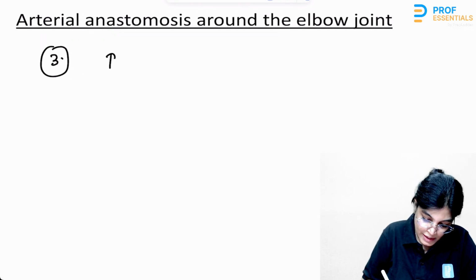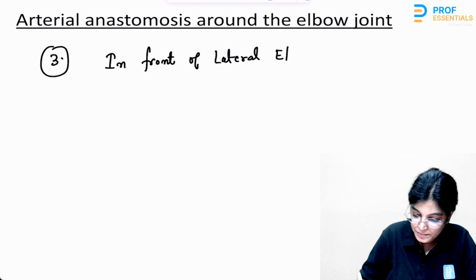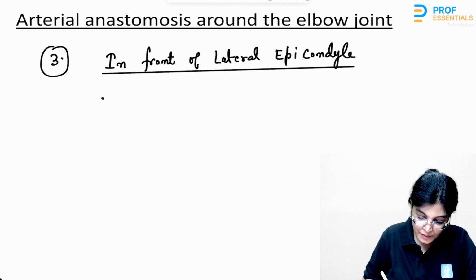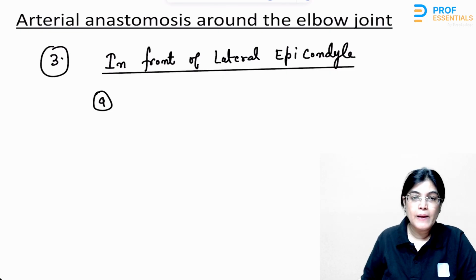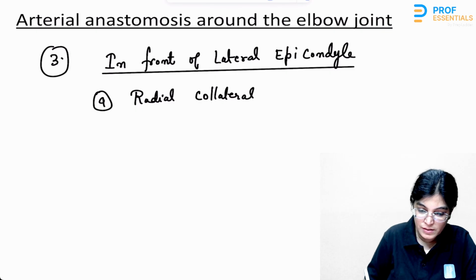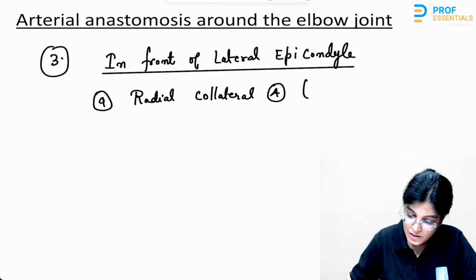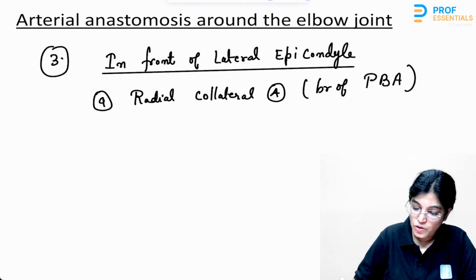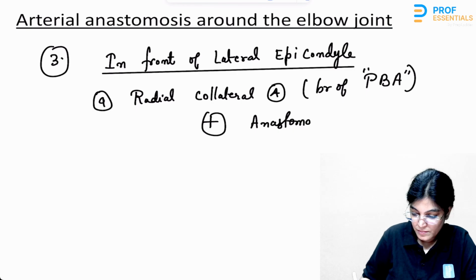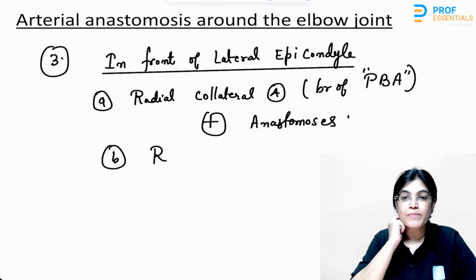Now, arterial anastomosis, third point, again in front of the lateral epicondyle. This anastomosis takes place between the radial collateral artery, the anterior descending artery, which is the same artery, a branch of the profunda brachii artery, I have written in short PBA, which will form anastomosis with the radial recurrent artery. And we know that the radial recurrent artery is a branch of the radial artery.